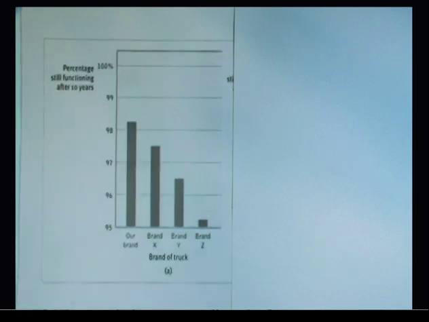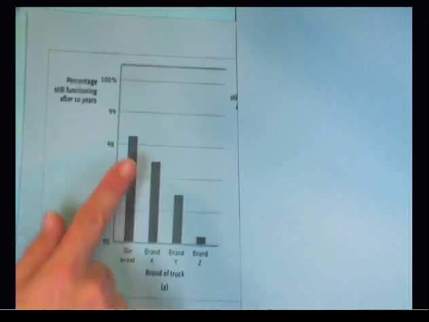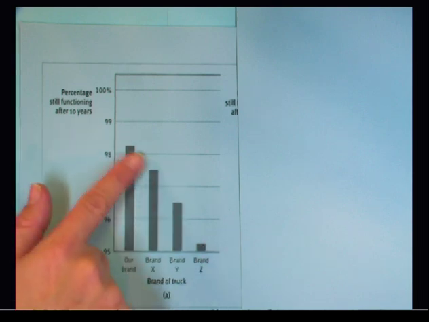So pretend you were in the market to buy a truck, and the car salesman is showing you this graph, and they say, here's our brand of truck. Look at what percentage we have surviving after 10 years. This is great compared to all these other brands of trucks. You go, wow, great, I want to buy this truck. And they go, and our truck only costs $5,000 more than these other brands, but it's worth it. It's worth it because of this difference here.